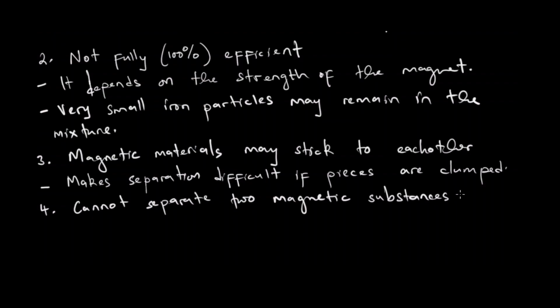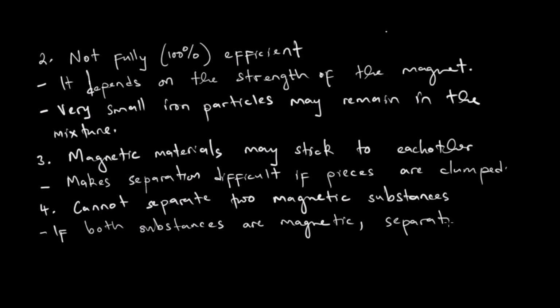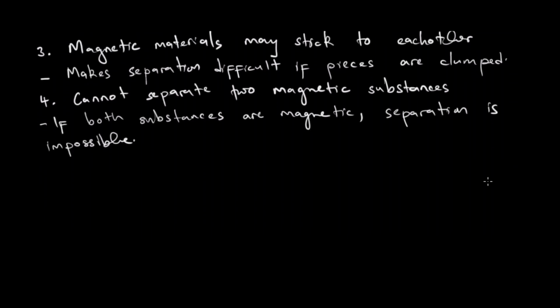So what is happening here is that when we have two magnetic materials or substances, they cannot be separated. So if both substances are magnetic, separation is impossible. And this should make intuitive sense to you.